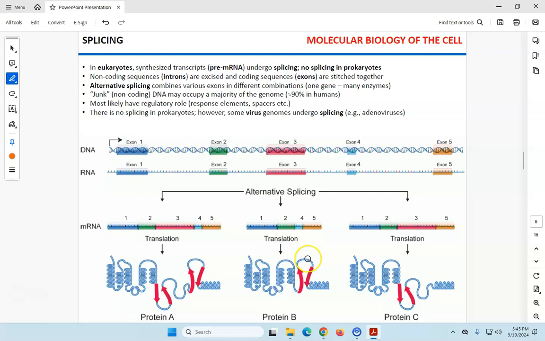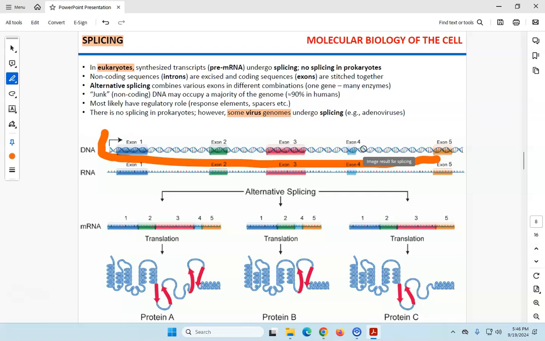Cool. Now, if we're talking about eukaryotes and some viruses, they are characterized by the process of splicing. So what is splicing? And I'm going to focus on eukaryotes if you don't mind. So this is typical eukaryotic DNA. You can see that a single gene has 5 exons, which are coding sequences that are separated by 4 introns, non-coding sequences. Am I making sense?